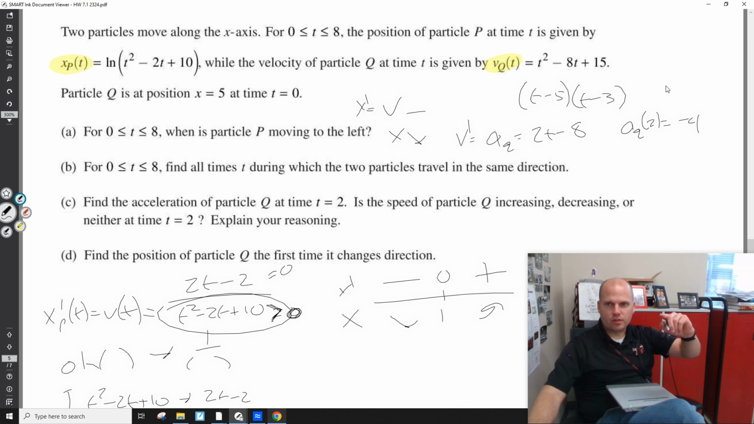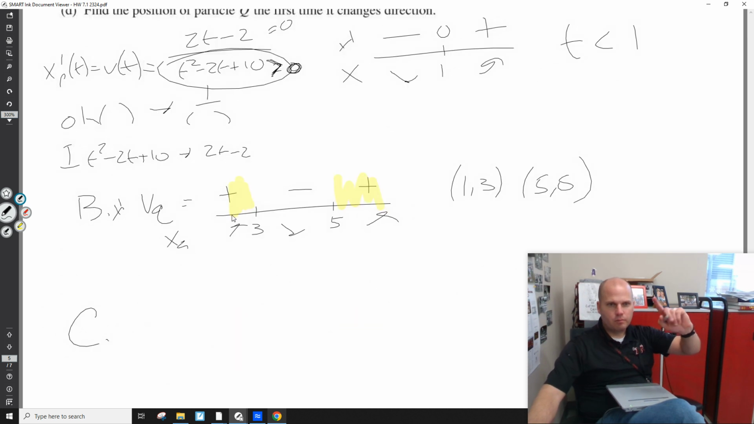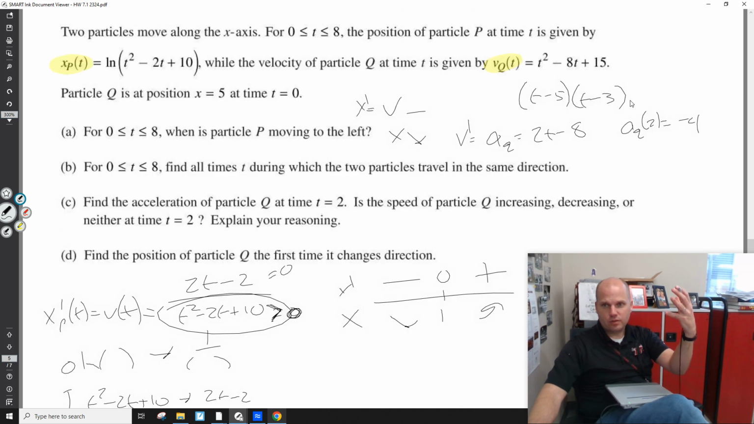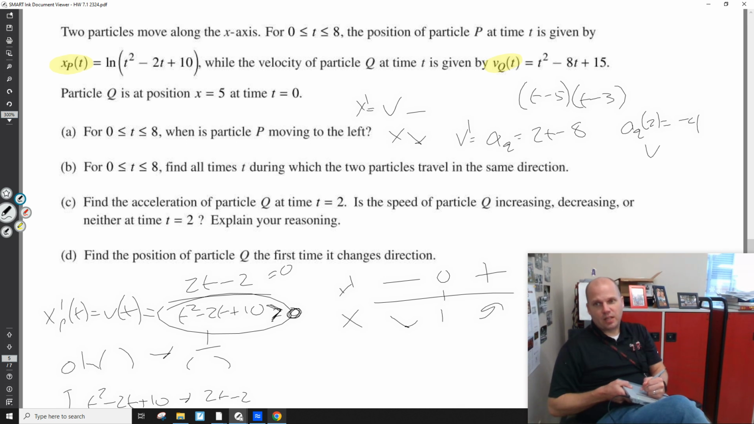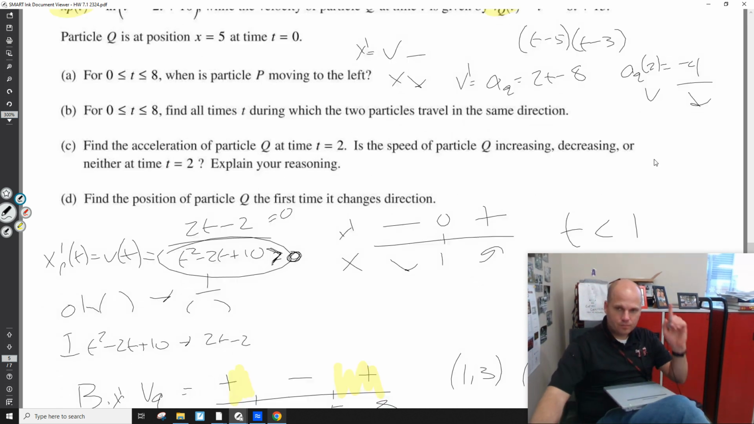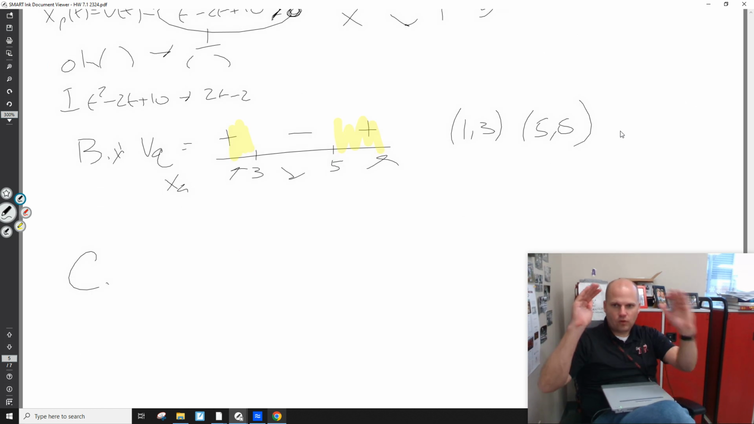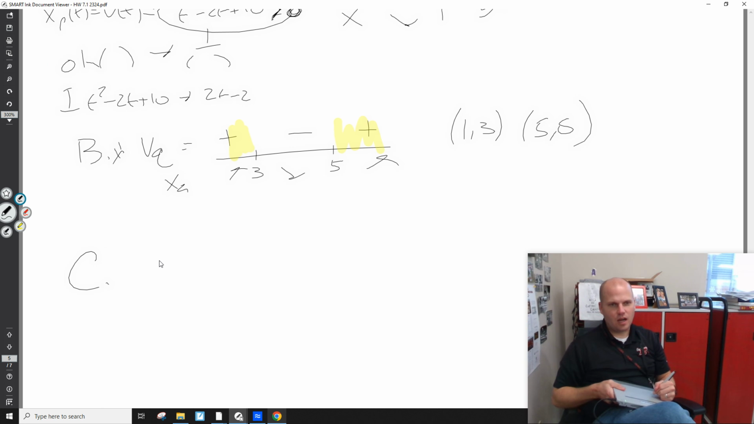Are we increasing or decreasing or neither? My velocity at 2 is positive. So I have positive velocity values. My acceleration is negative, which means my velocity is decreasing. Or velocity and acceleration are going in opposite directions. I'm slowing down.